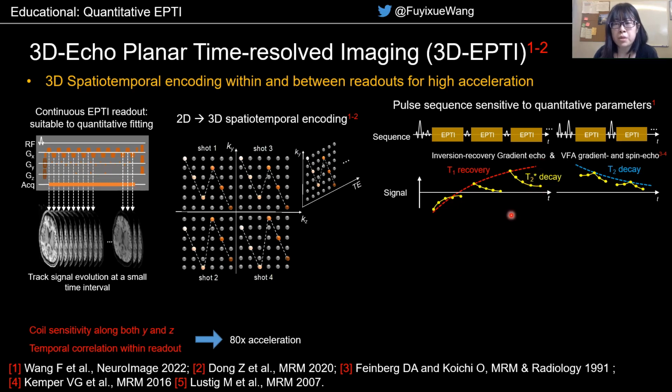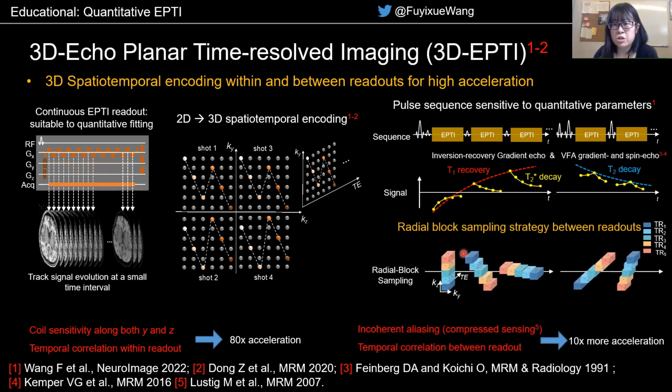And on top of the 3D EPTI readout with high acceleration, a new sampling strategy was developed to sample different k-space locations between different readouts. And it forms a radial block sampling to create incoherent aliasing that can be removed based on compressed sensing theory. In addition to the temporal correlation within the readout, it also uses the temporal correlation between readouts, and this provides additional acceleration capability.